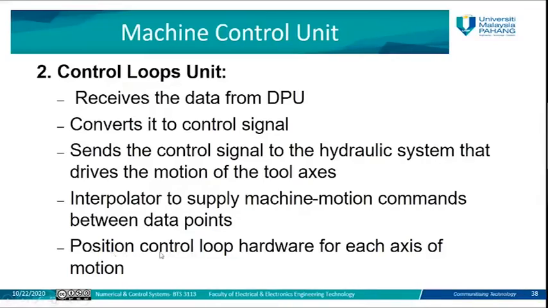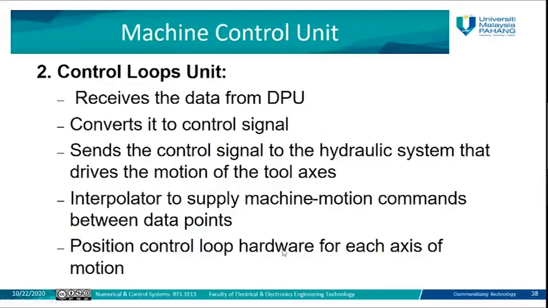Then there is position control loop hardware for each axis of motion. The machine may have 2 axes only, 3 axes, 4, 5, or 6 axes; it depends on how many axes. Usually we have the 3 normal axes, X, Y, Z, but you also have some rotational axes. X has another axis around X, clockwise, for example, and Y also has another rotational axis, and so on. So most machines have more than 2 axes, usually 3 or 4 axes.